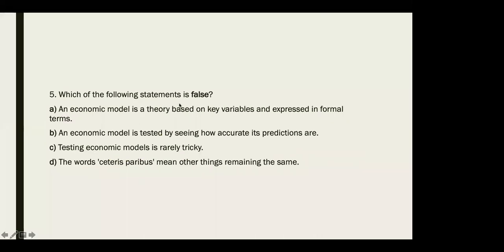Which of the following statements is false? An economic model is a theory based on key variables and expressed in formal terms, which is true. An economic model is tested by seeing how accurate its predictions are, which is also true. And ceteris paribus means other things remaining the same, which is also true. Thus, option C, testing economic models is rarely tricky, is not so, as often testing economic models is a tricky job. You need to take care of several unobserved things.